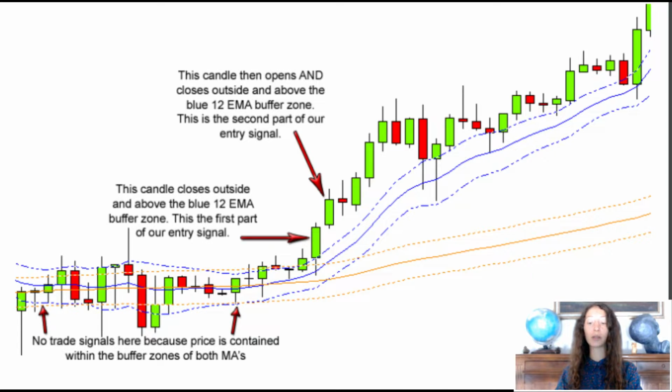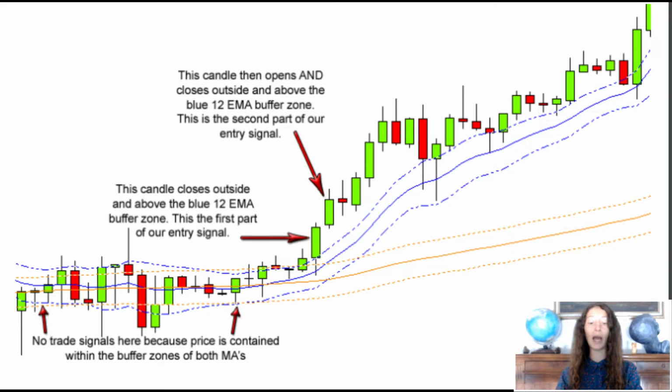We then get a candle which breaks out of the blue buffer zone and closes above the outside edge of the blue zone. We then wait to see a second candle which opens and closes above the blue zone. So effectively, the second candle is completely separate from the blue buffer zone. And that's our basic signal to enter the trade and ride a new trend up.